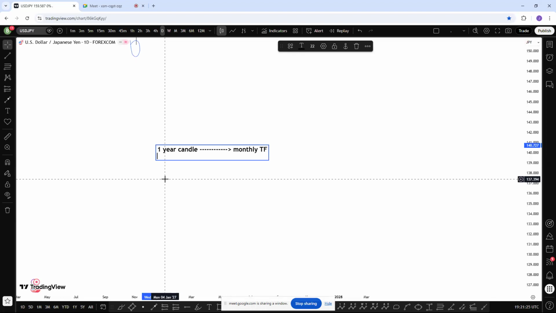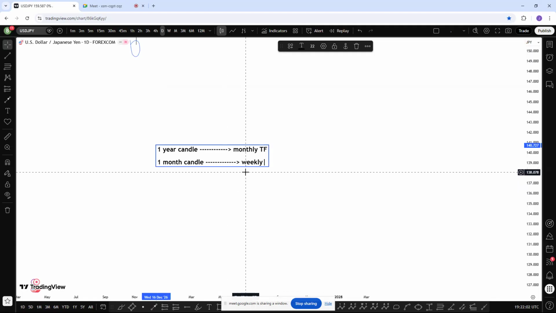If you have chosen a monthly candle, make sure you use the weekly to study this candle. Use weekly. So I will tell you what we'll be looking for in this time frame.